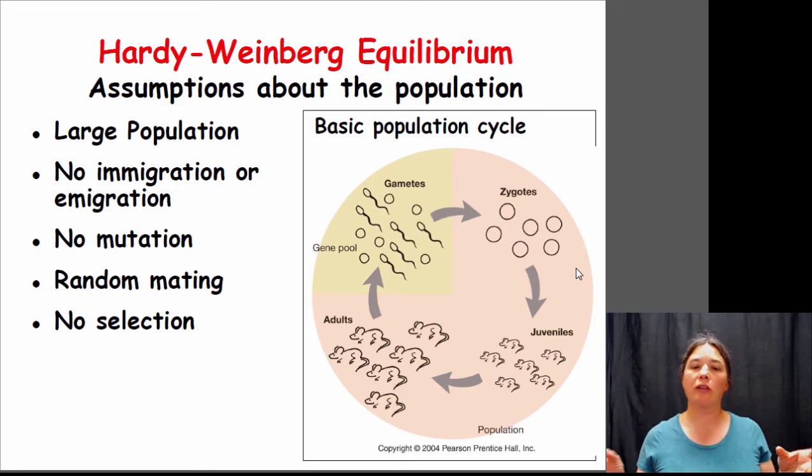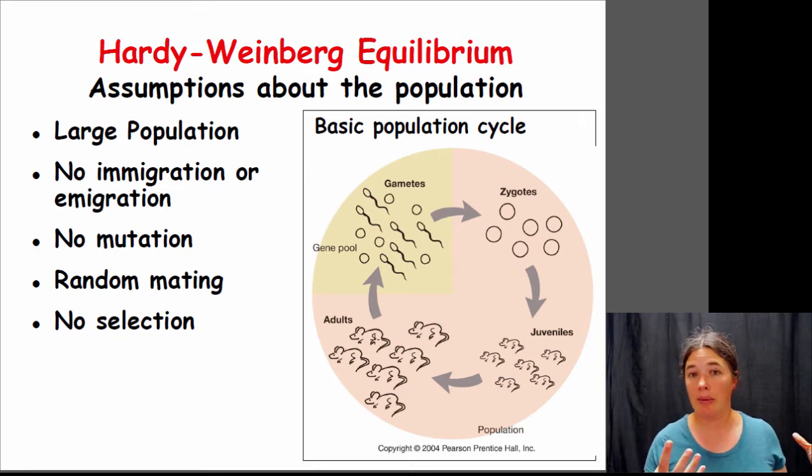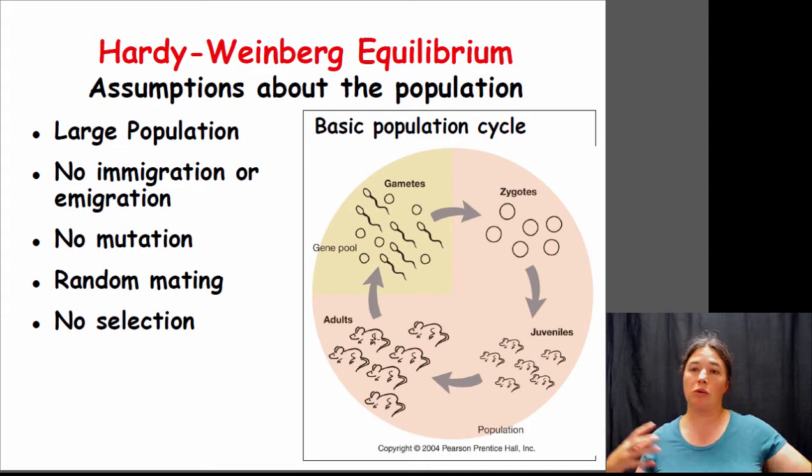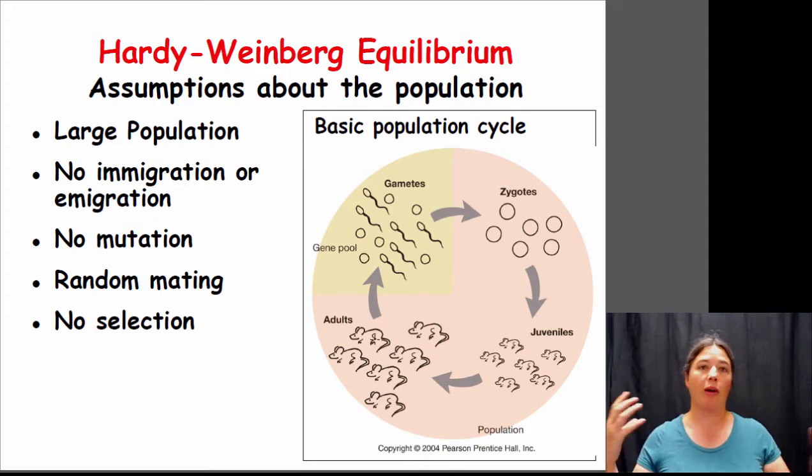So what that looks like in a basic life cycle is, let's start with the adults. You have a bunch of adults. They pair at random within the population. So each individual randomly pairs with some other individual. They all have the same number of babies.